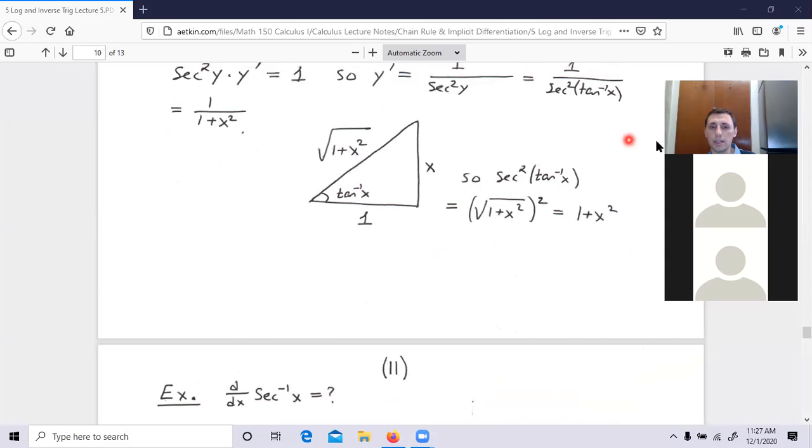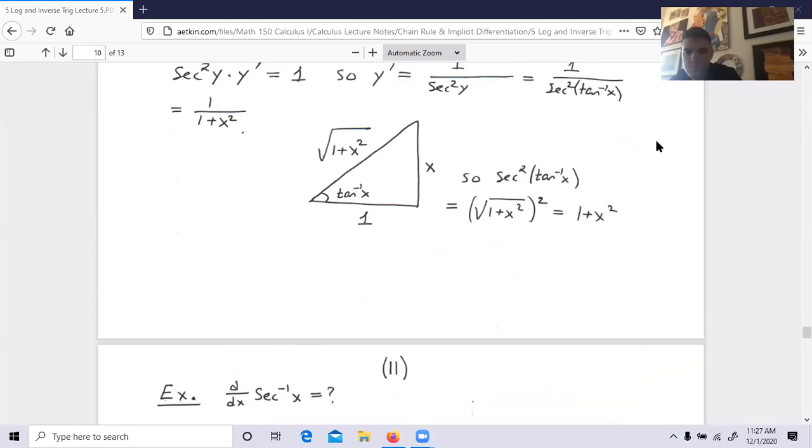Calculate the derivative of secant inverse. And do it very fast.